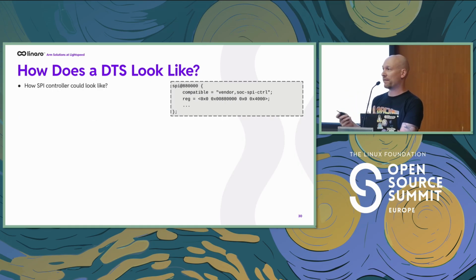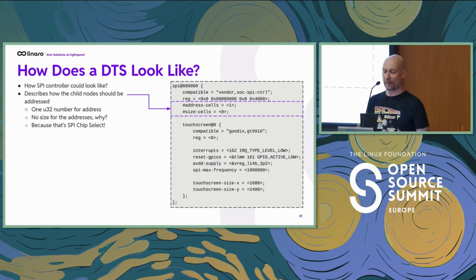So this is a sub-device of the SoC, like some SPI controller. So how could it look? It has the compatible, it has some address space, because it needs to configure the hardware registers. And it also needs to describe how the children look, because SPI is a bus, which means that you might have more devices there. And this is why you have these address and size cells properties. Both the address and size cells say how the children should be addressed.